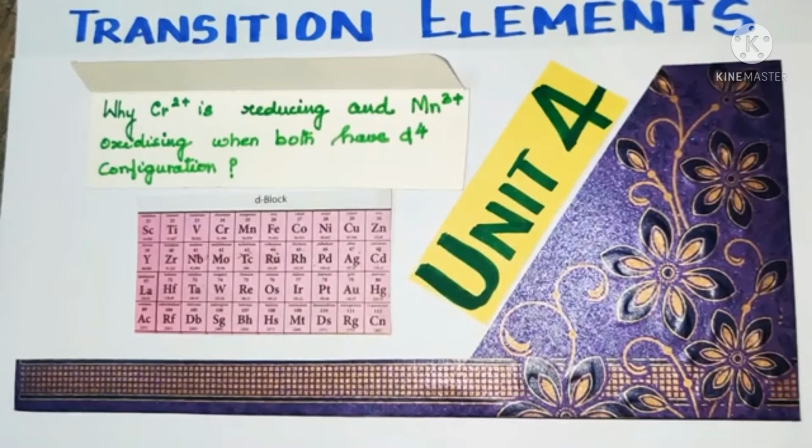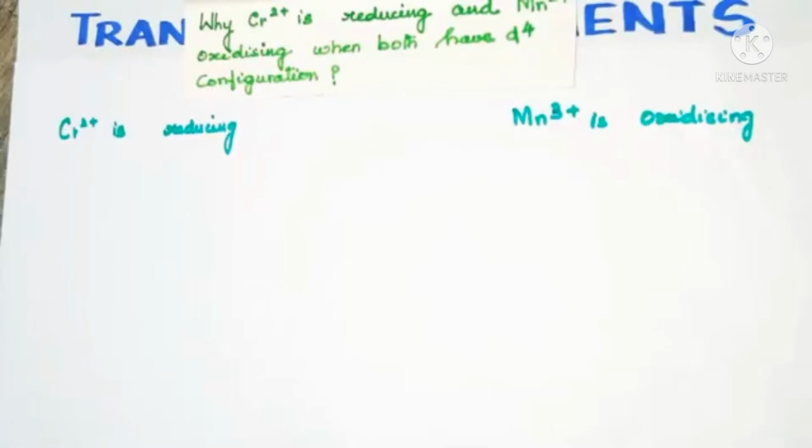Hello students, in the transition elements chapter, one important question is discussed now. The question is: why is chromium 2 plus reducing and Mn 3 plus oxidizing when both have a d4 configuration? Both ions are d4 configurations.